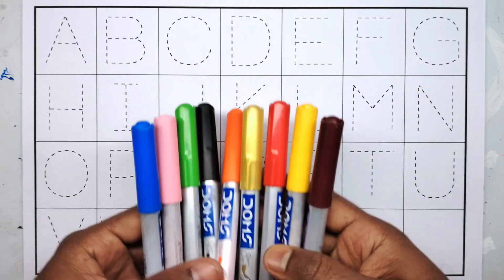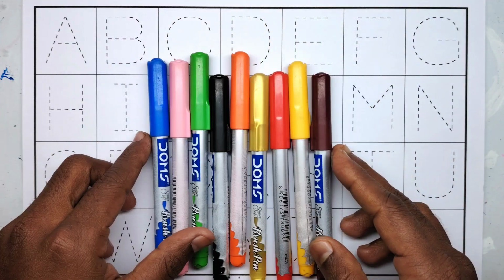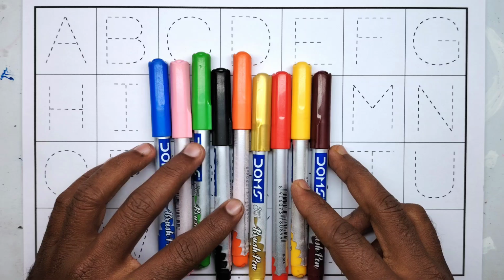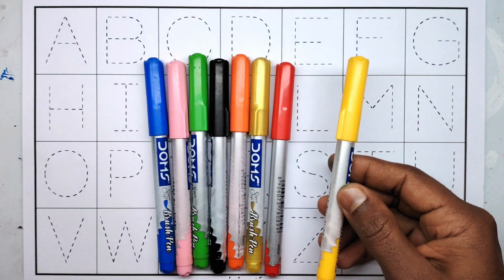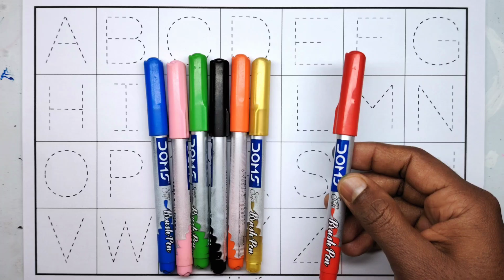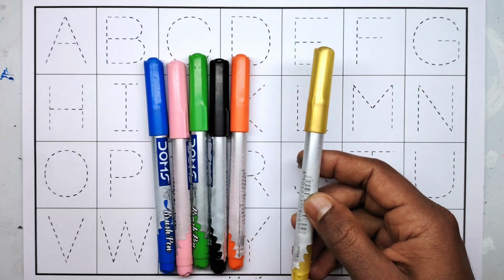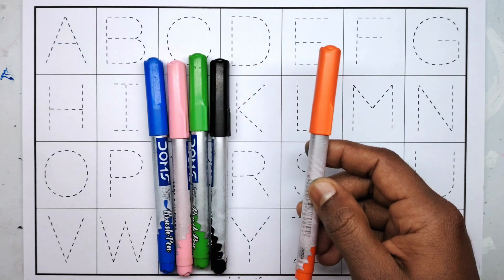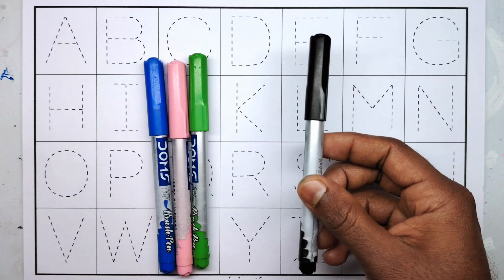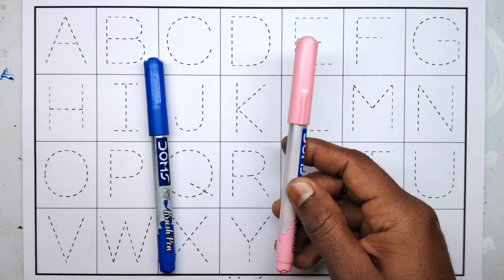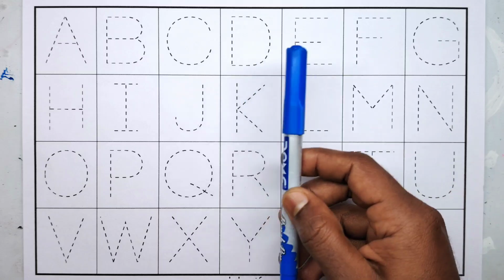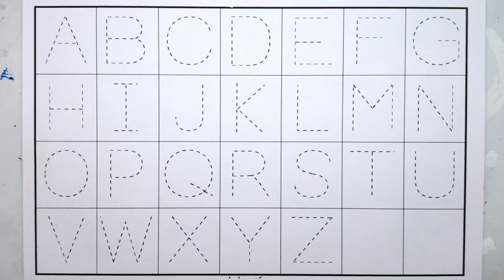Hello kids, today learn alphabet. Color pen names: brown color, yellow color, red color, golden color, orange color, black color, green color, pink color, and sky blue color.